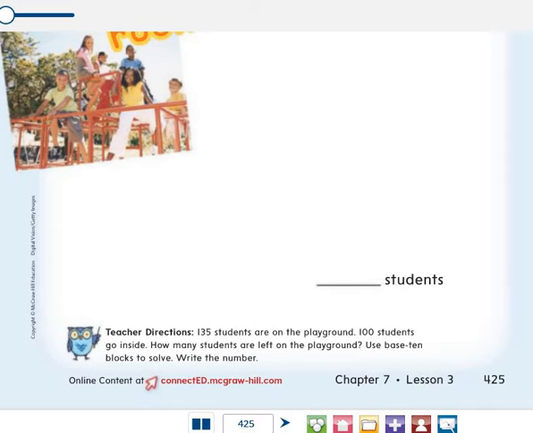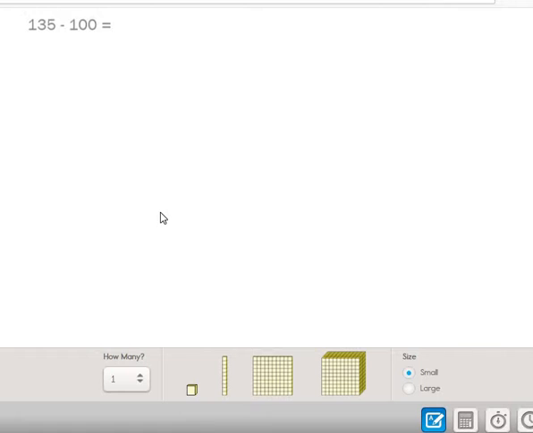135 students are on the playground. They have fun. 100 students go inside. How many students are left on the playground? This is the question. This is what we need to find. Let's model this question to understand the idea of the lesson. To find how many students are left on the playground, we need to find 135 minus 100.